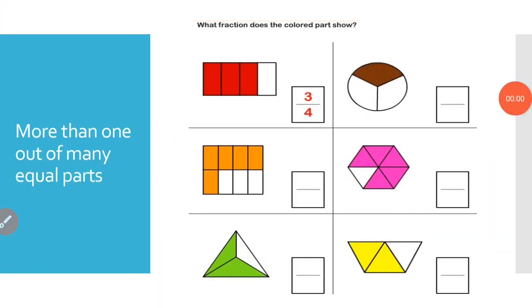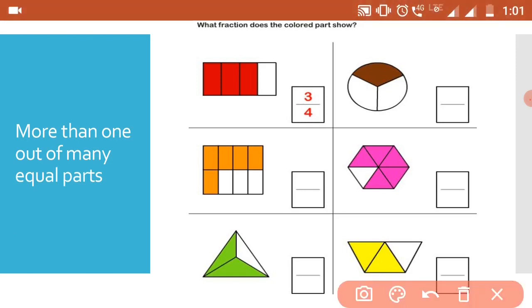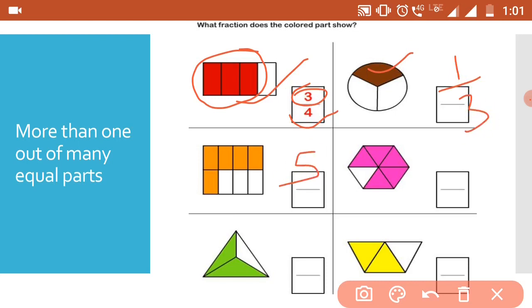Now let's see how we will represent a fraction for more than one out of many equal parts. Let's see the question first. What fraction does the colored part show? As you can see, 3 parts are colored out of 4 parts, so you can write 3 out of 4. In the second picture, 1 part is colored out of 3 parts, so the fraction will be 1/3. In this, you can see 5 parts are colored out of 8 parts. The total number of parts is 8.